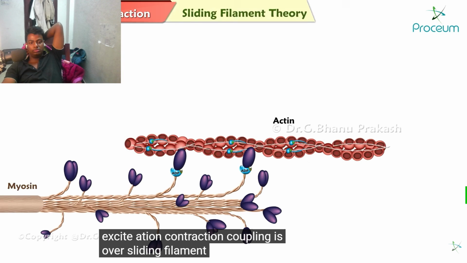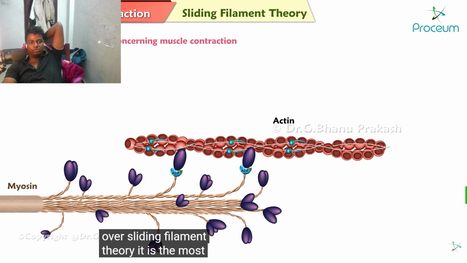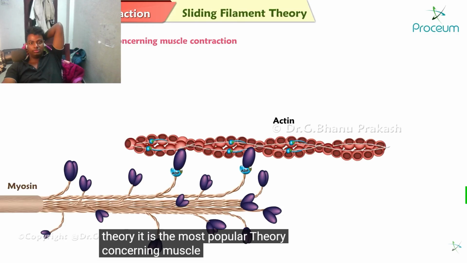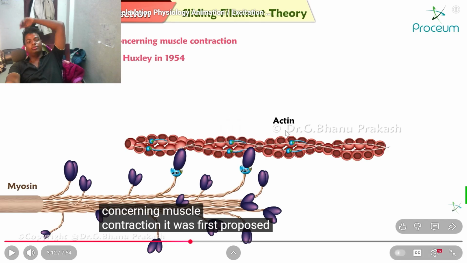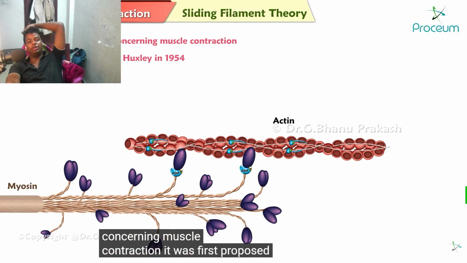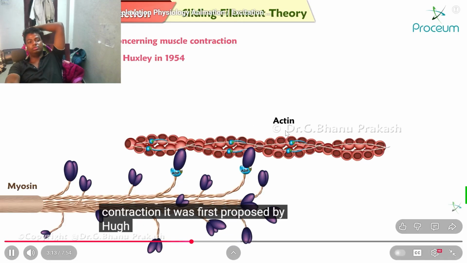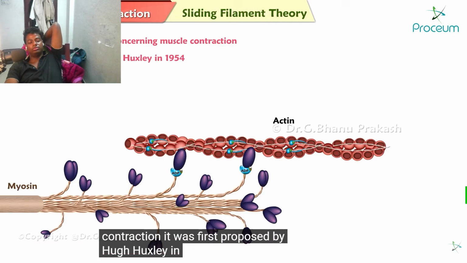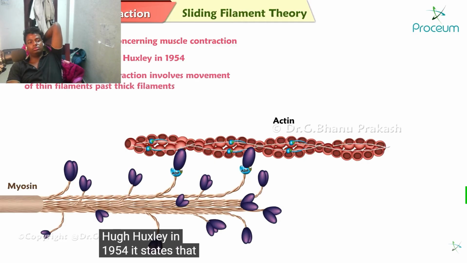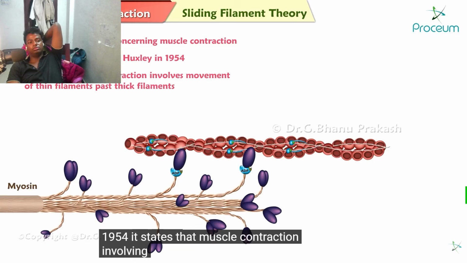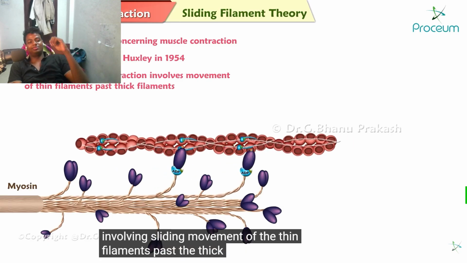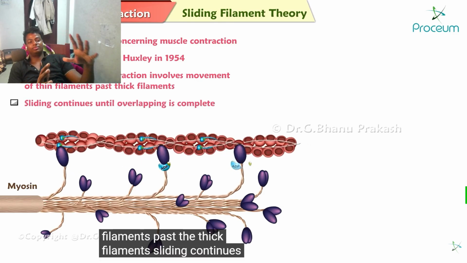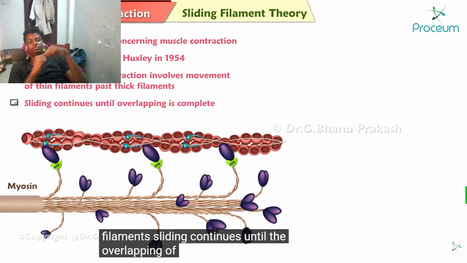Sliding filament theory is the most popular theory concerning muscle contraction. It was first proposed by Hugh Huxley in 1954. It states that muscle contraction involves sliding movement of the thin filaments past the thick filaments. Sliding continues until the overlapping of the thin and thick filaments is complete.